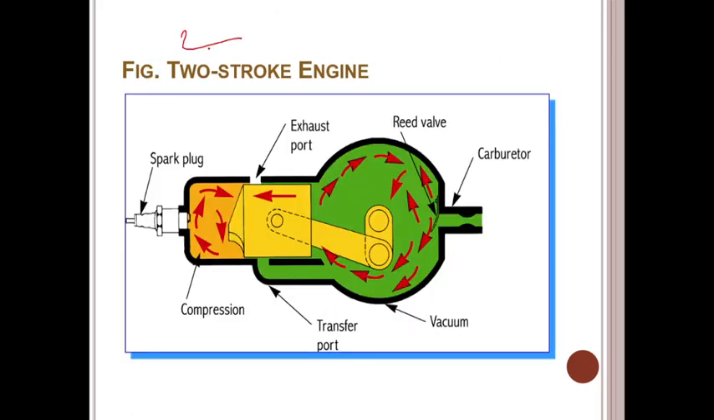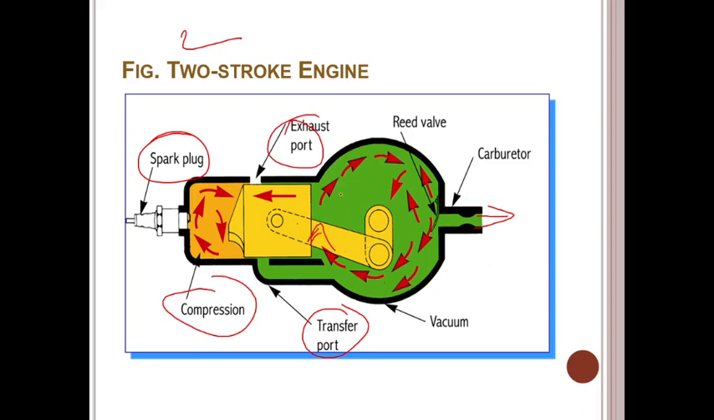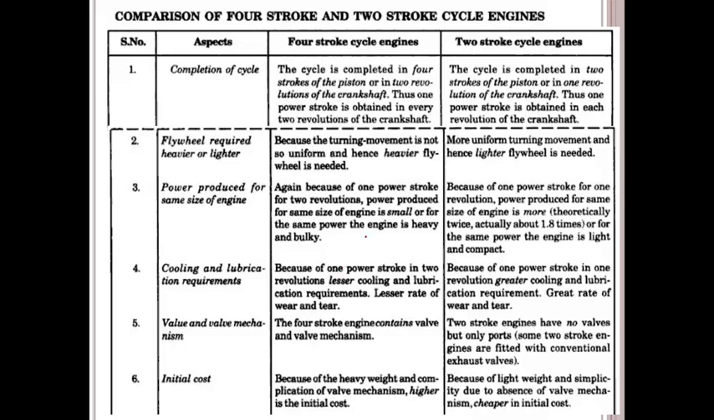So this is the diagram of the two-stroke engine. This is the spark plug. There is the compression space. This is the transfer port. There is a vacuum, and there is a carburetor connection. There is the exhaust port. These are the connecting rods. Instead of inlet and exhaust valves, there is the use of an inlet port and an outlet port.